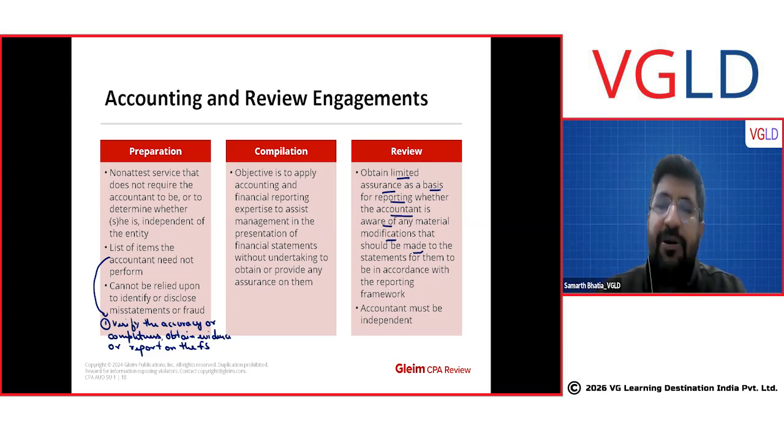Review includes performing inquiry and analytical procedures. For review, the accountant must be independent. It's less extensive than an audit. No test of controls, no substantive testing, nothing is needed. They may review other historical financial information. That is possible. The accountant obtains limited assurance as a basis for reporting whether they are aware of any material modification that should be made to the statements to be in accordance with the reporting framework. And the accountant must be independent if they have to perform the review. In compilation, independence is not mandatory, I would say. If the accountant is not independent, they can still do the compilation, but they have to report the reasons why they are not independent.